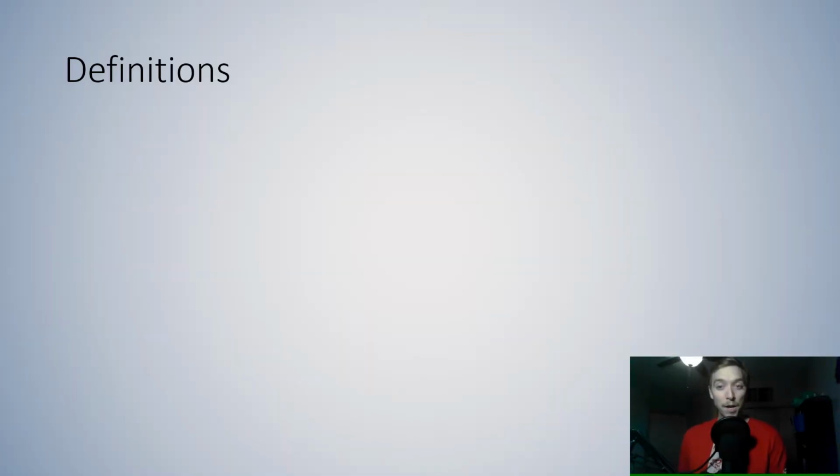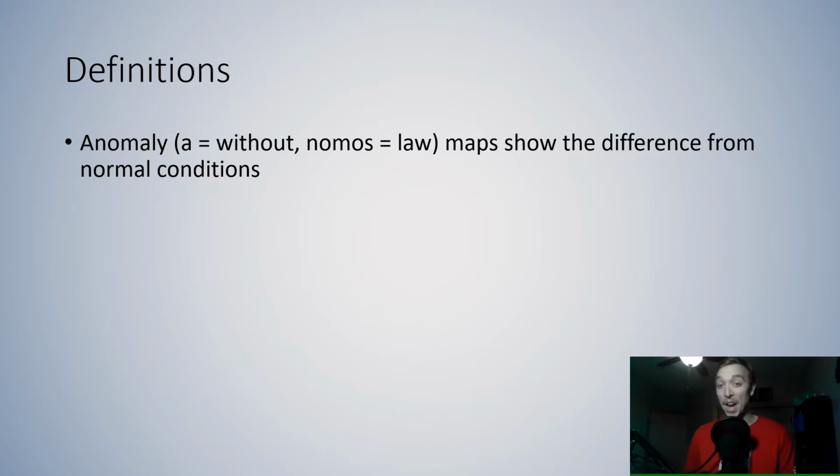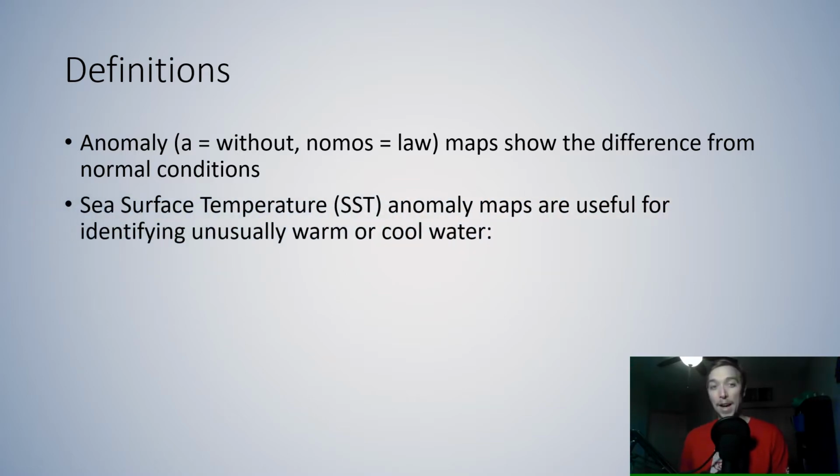So starting off, some quick definitions. We have anomaly, simply A equals without, nomos equals law. These are basically maps that show the difference from normal conditions. So we've talked about temperature anomalies and pressure anomalies before. We've got the SST, or sea surface temperature. These maps are useful for identifying unusually warm or cool water. This is important because that's kind of what we're identifying when we're talking about ENSO and PDO phases.